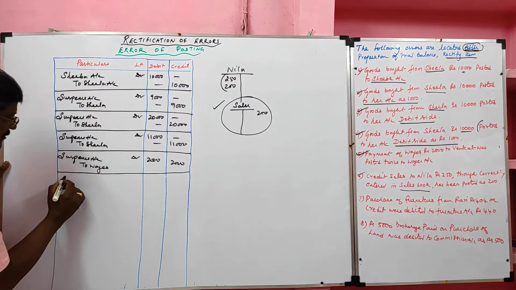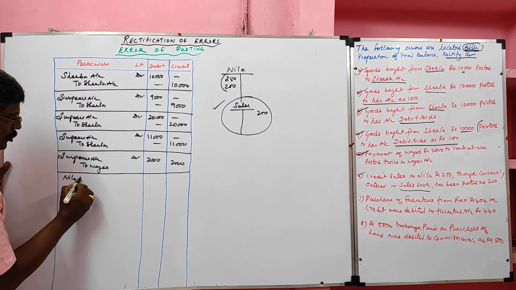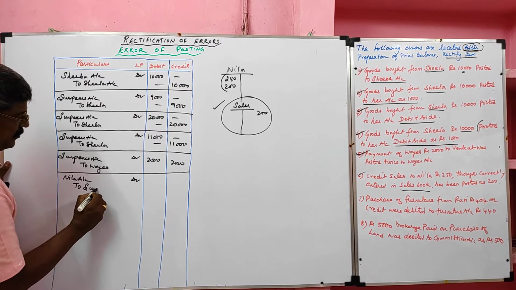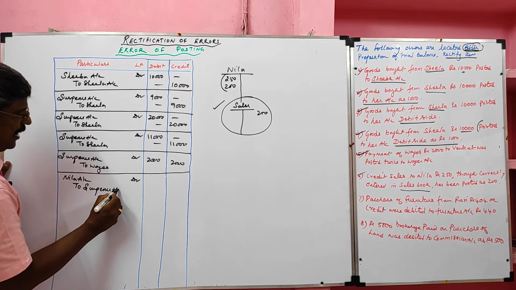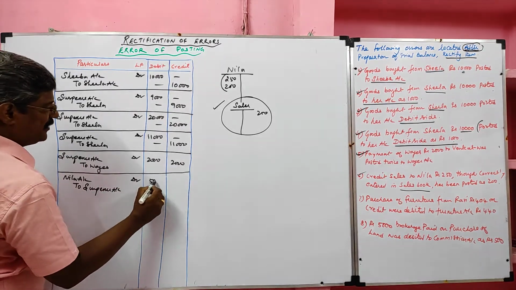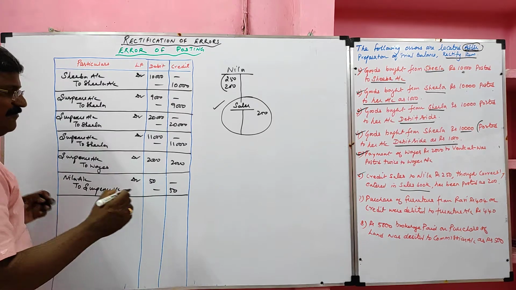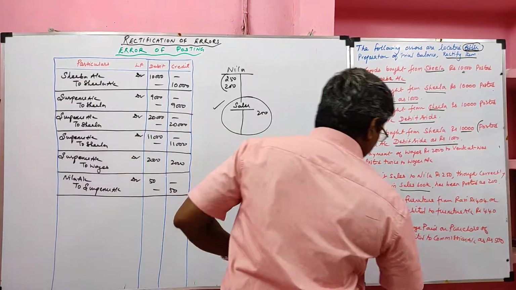Now the posting is Nila account should be debited to suspense account. Value how much under cost? We have to record 50. This error is disclosed by the trial balance. Let me see the next, sum number 7.